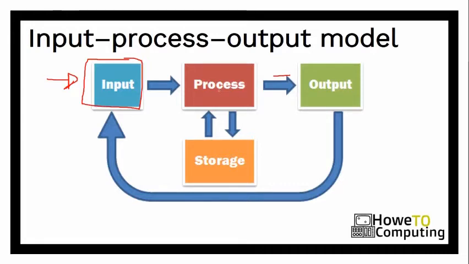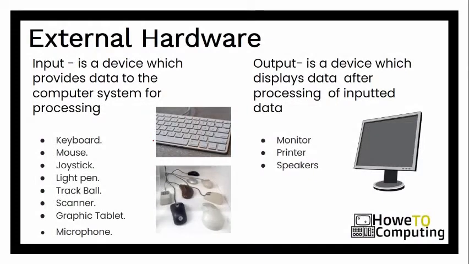So the process would be, I pressed A, I want A to appear in my Word document on the screen, so the output would be an A appearing on your screen. And then this process repeats again and again and again. And that's the idea of this input process output model. So as we just discussed, inputs provide data to the computer system, and output displays data after a process. And there's a couple of examples of types of inputs and outputs there.